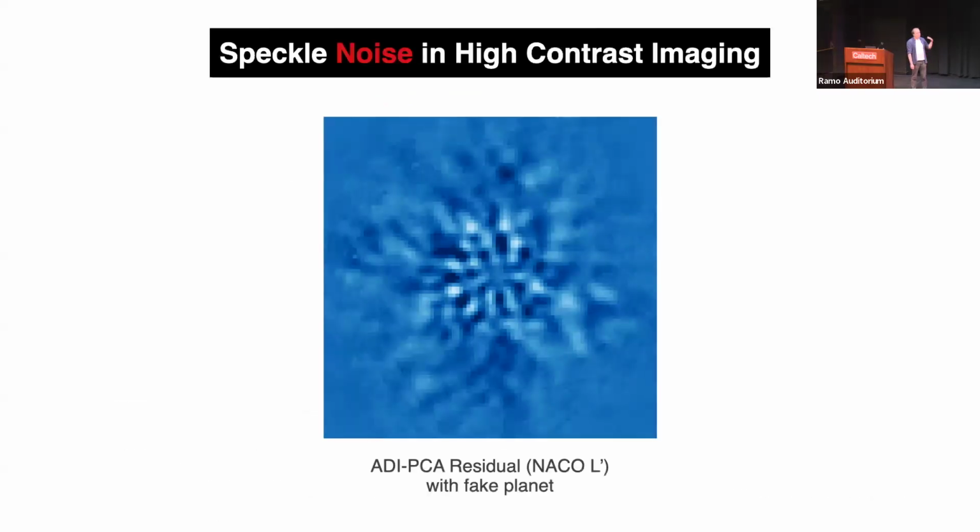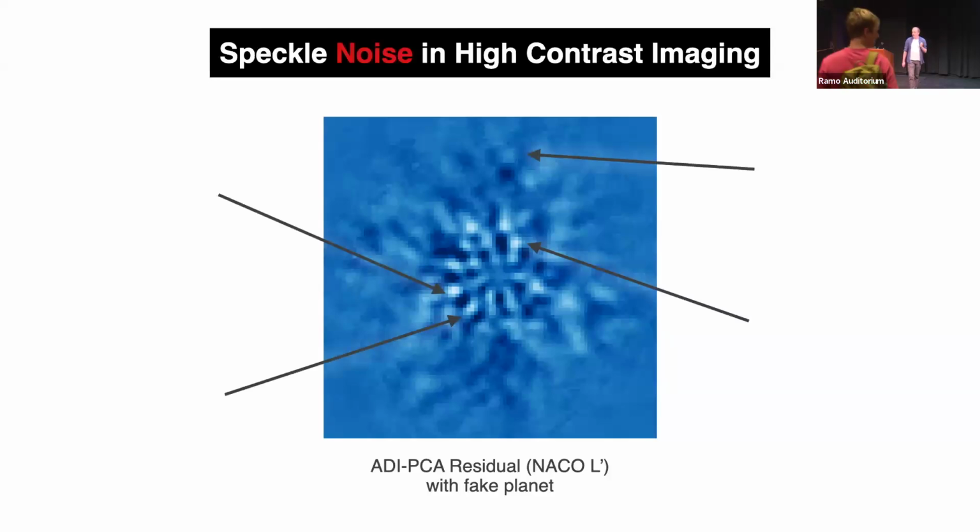And if you process high contrast imaging data, you end up with a residual image like this most of the time. And then you're wondering, is any of these objects or these blobs like a real planet? And in this case, I actually inserted something for you. So this is a little warm-up quiz. And I want you to pick one of these 4 options.